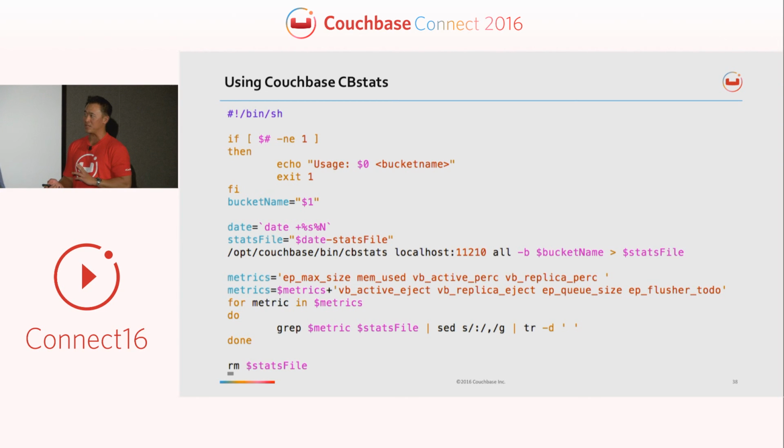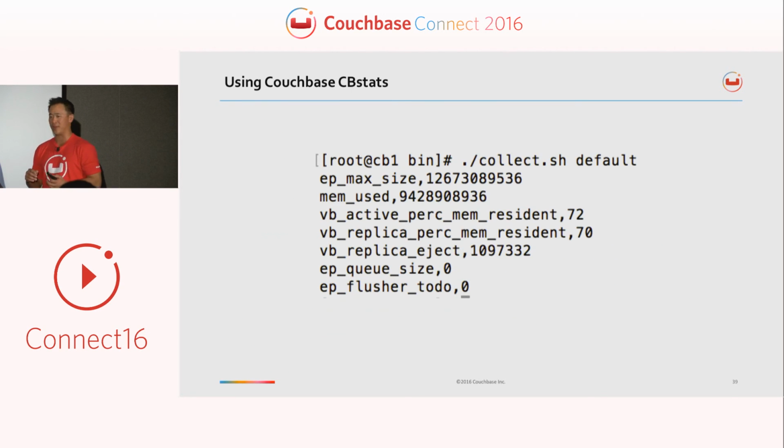The actual memory usage, the percentage of data that lives in RAM for the active vbuckets as well as the replica, the number of ejections that have been done for active and replica, and the disk write queue size. For each one of those metrics, it's just going to grep through that stats file, and do a sed, swapping out colons for commas, and then strip out all the spaces. That is enough to give me output that looks like this, that I can suck into my monitoring tool.